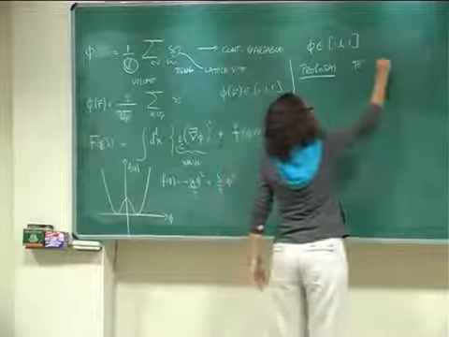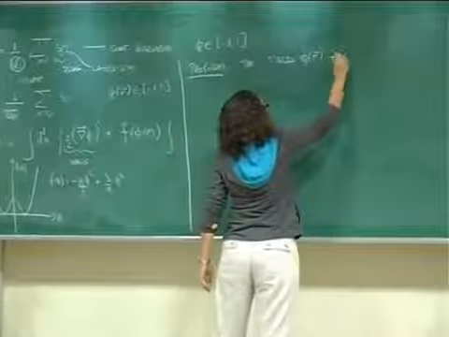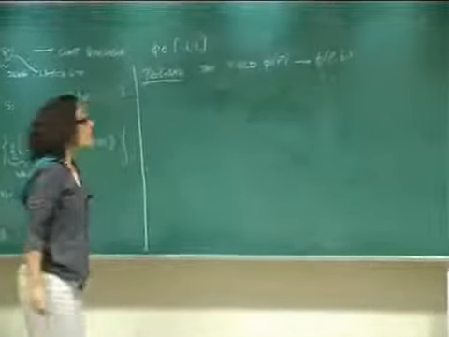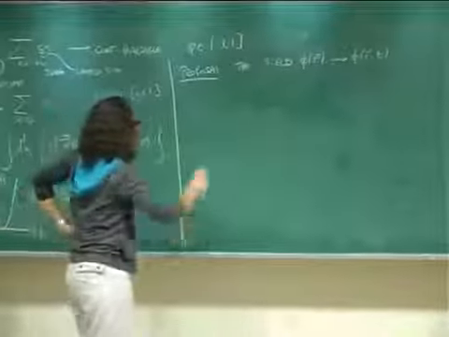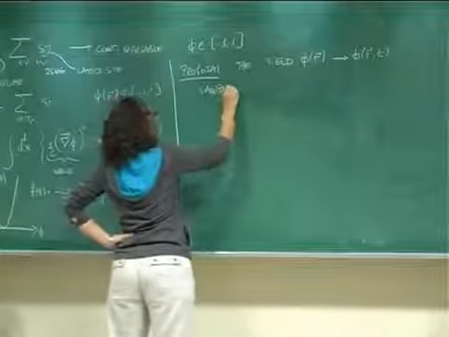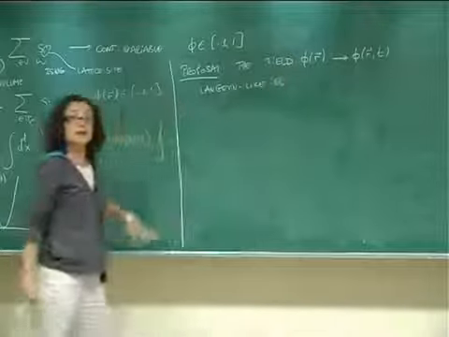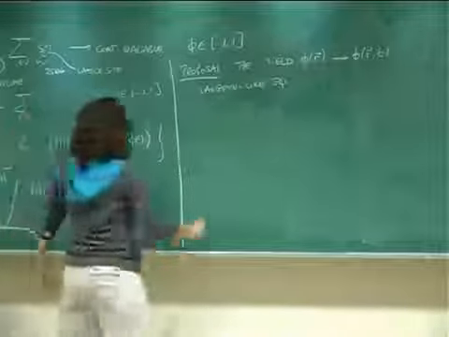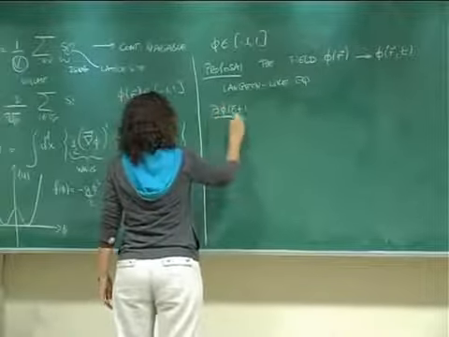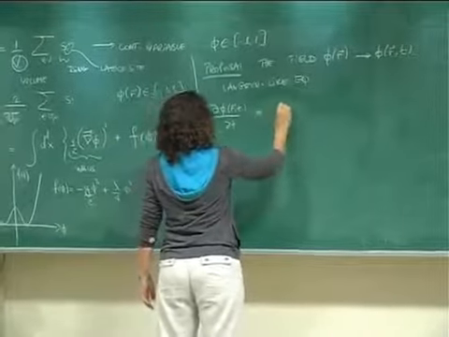So, proposal, the field phi of R becomes phi of R and t, time now, as well. And the evolution is given by a Langevin-like equation acting on this function, phi. So the Langevin equation, I'm going to write it in this way.